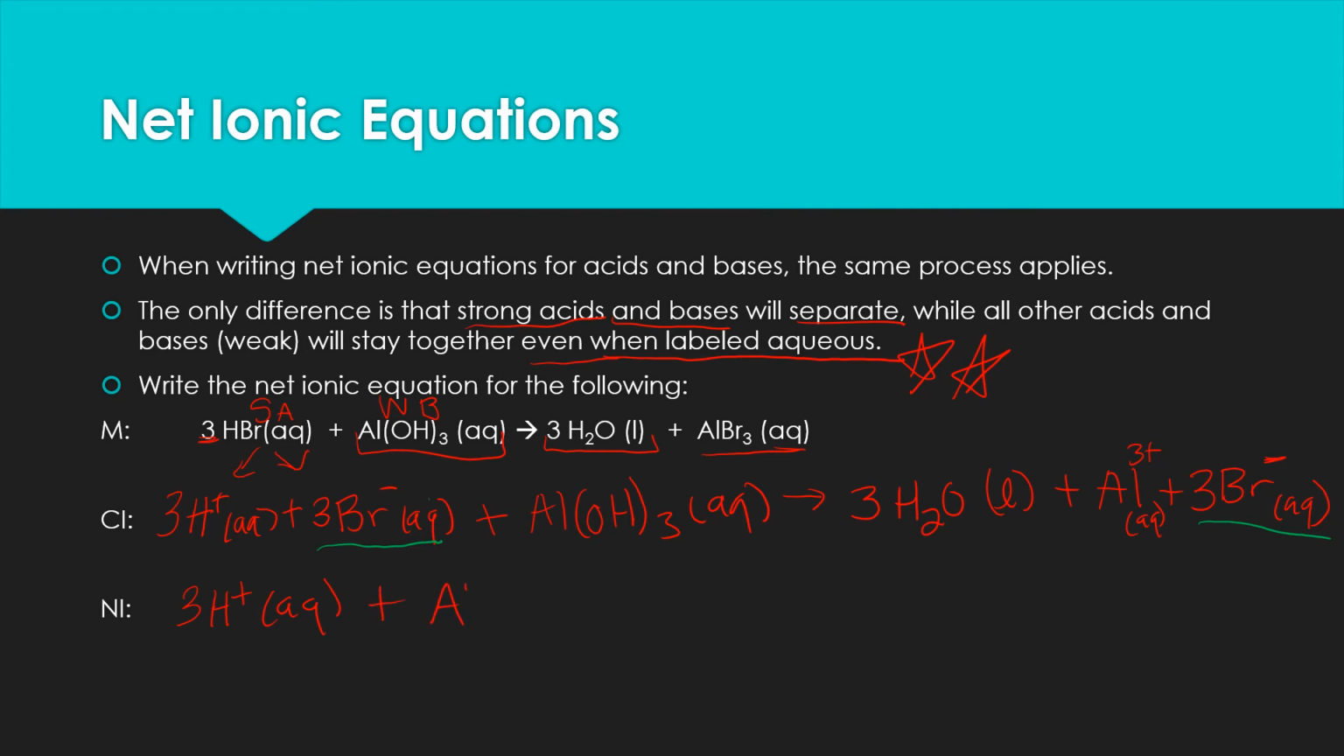plus aluminum hydroxide. And again, we're keeping that one together because it's a weak base. It doesn't actually ionize in water very much. Only a tiny, tiny fraction of it will break apart. So we leave it together to show what most of the chemical looks like. Aqueous. So I'm just copying everything down that I didn't underline there. And that's our net ionic equation. So we'll try one more on the next slide.